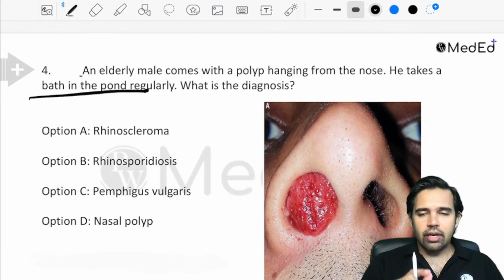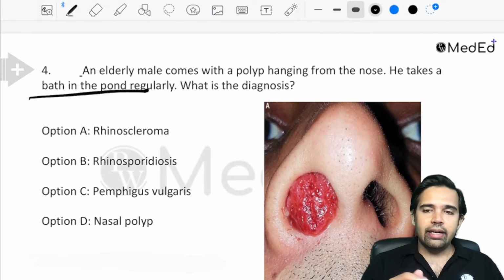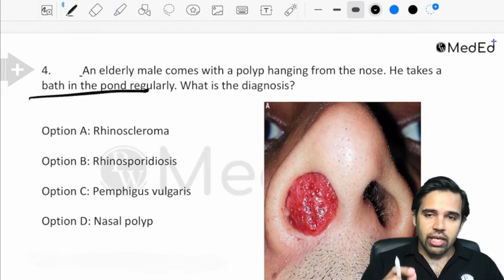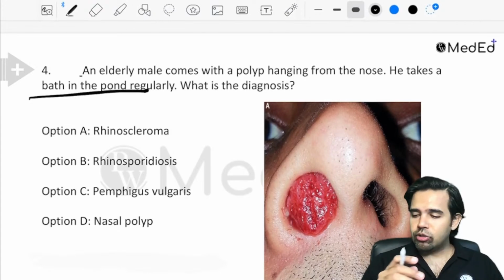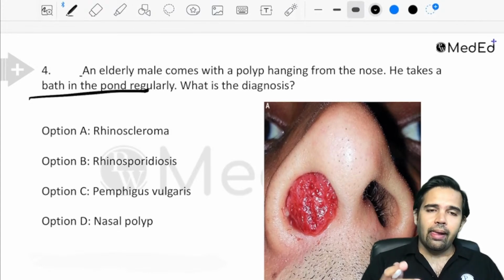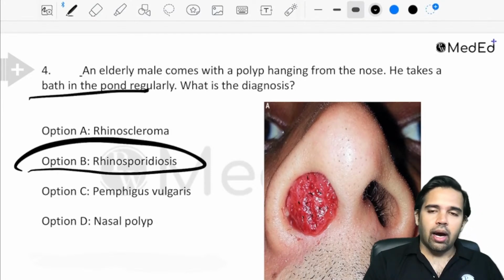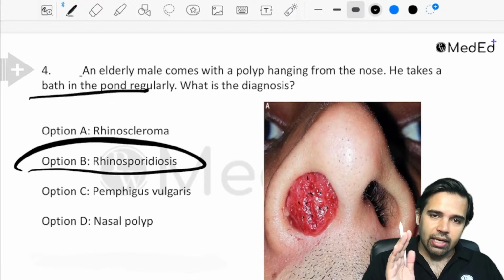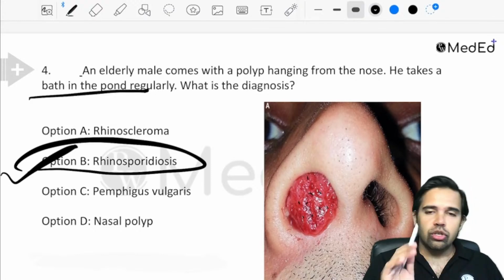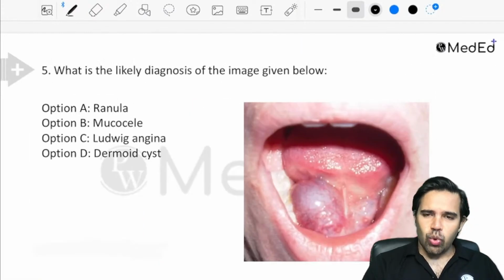But when they give you certain hints, that makes the diagnosis more likely, so that they can justify that this answer is correct. The significance of bathing in ponds and stagnant water is that Rhinosporidium seeberi is there, and that causes rhinosporidiosis, which gives this characteristic strawberry-like appearance in the nose. Whenever there is any pond bathing, they are invariably pointing towards rhinosporidiosis.